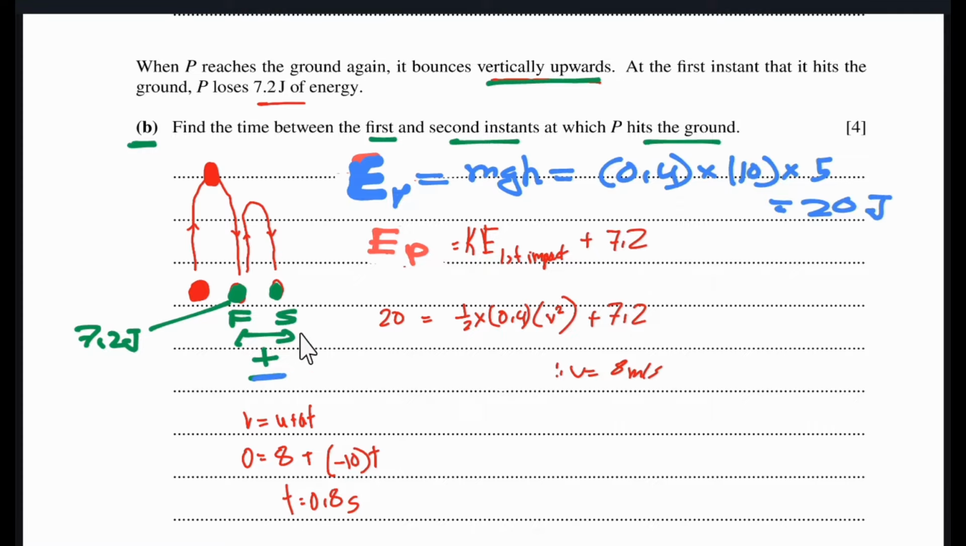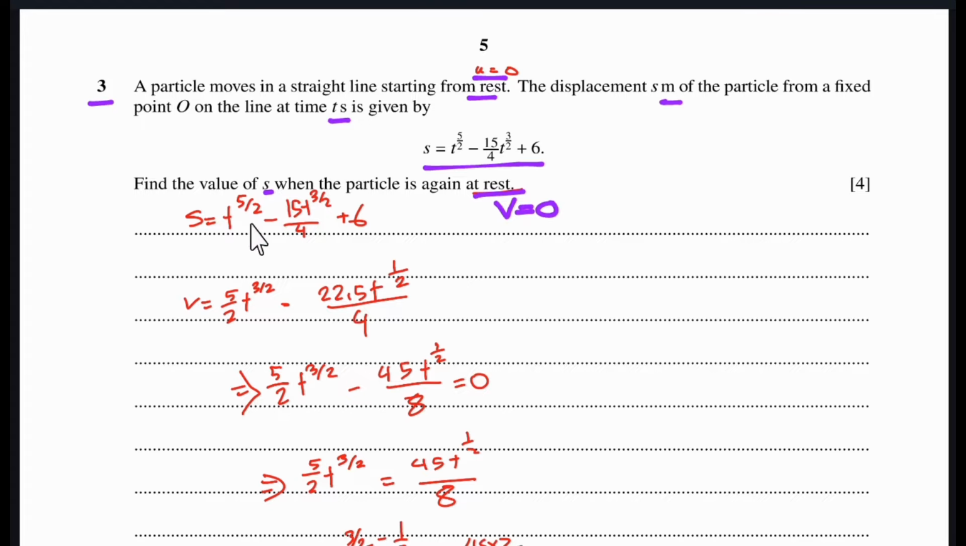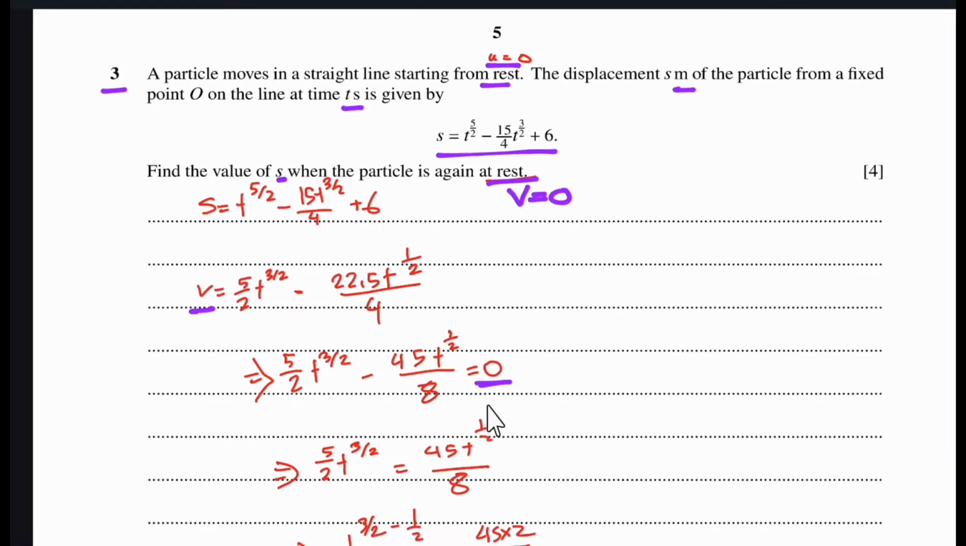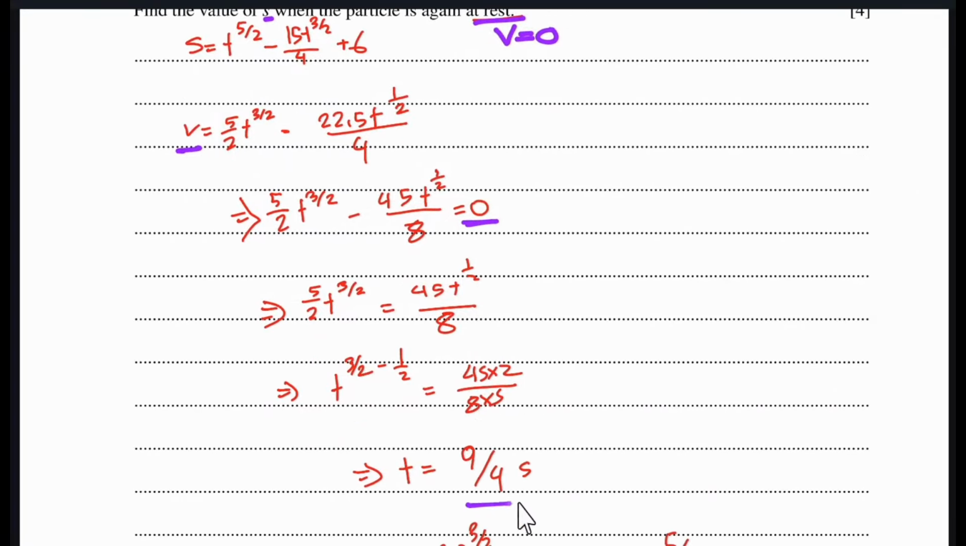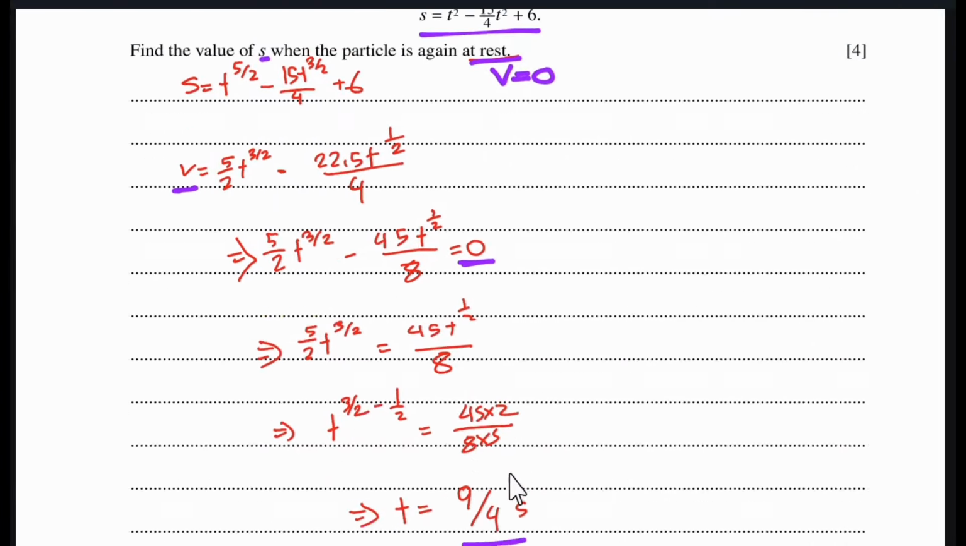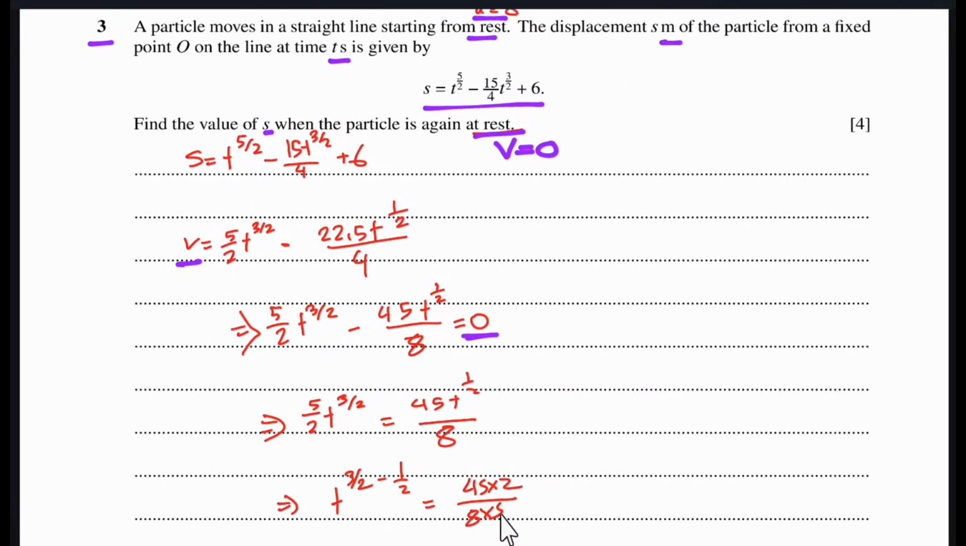So at rest we know that velocity is equal to 0. So to find the value of s, first of all we need to find an expression for velocity, then equate it to 0 to find the value of time. As we know the value of time, we can easily substitute this in the displacement equation to find the displacement. So after substituting the value of t in the equation, we get the displacement as 15 by 16 meter.